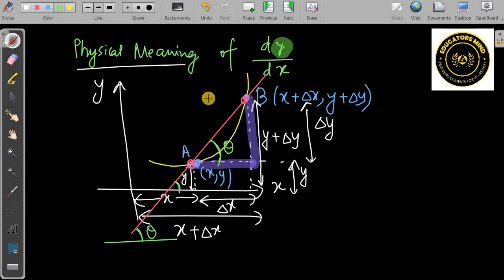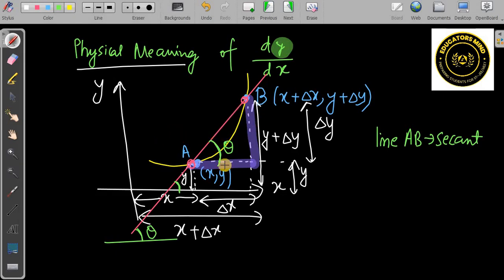Line AB is like a secant. This line AB is called a secant. Why? Because it is cutting the graph at two points. If it is touching the graph at one point, then it will be a tangent. Right now these are two different points, so this line AB is a secant.